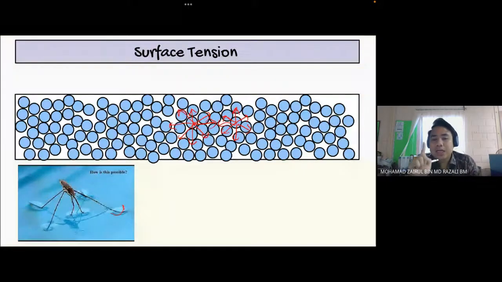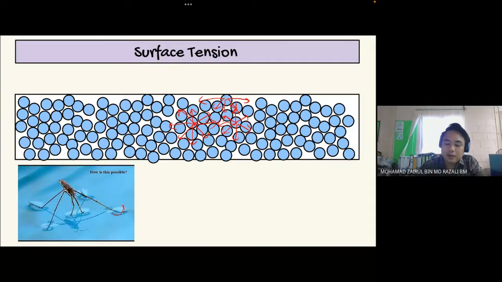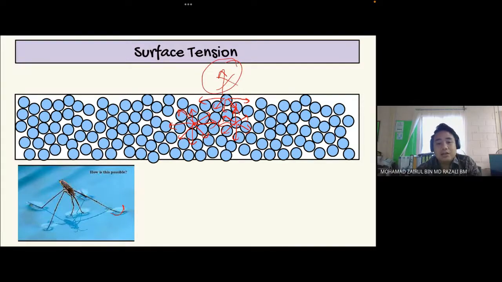However, if the liquid particle itu is located on the surface of the liquid, dia hanya akan acting on the side and also at the bottom of the particle. Okay, dekat atas ini dia tak boleh acting. Sebab apa dia tak ada intermolecular forces yang menghadap ke atas kalau yang dekat surface? Ada any liquid particle ke atas surface tu? Ada tak? Tak ada kan? Sebab itulah dia tak boleh ada dekat atas.